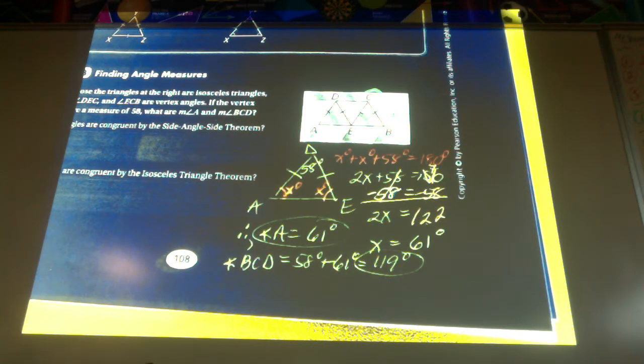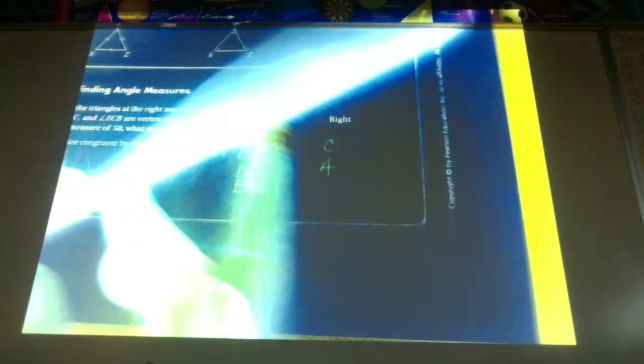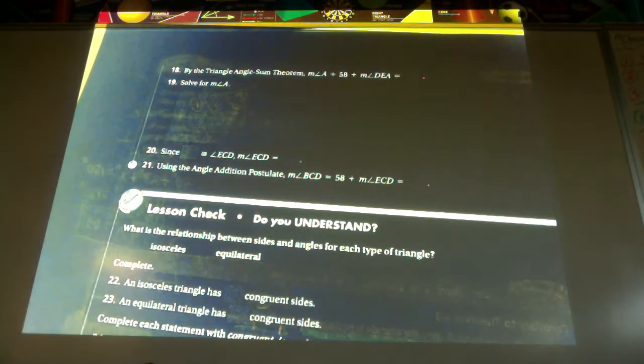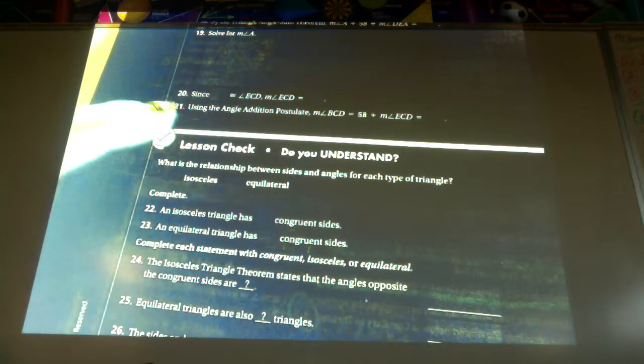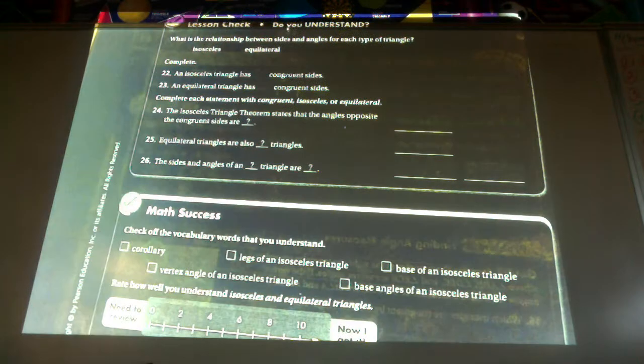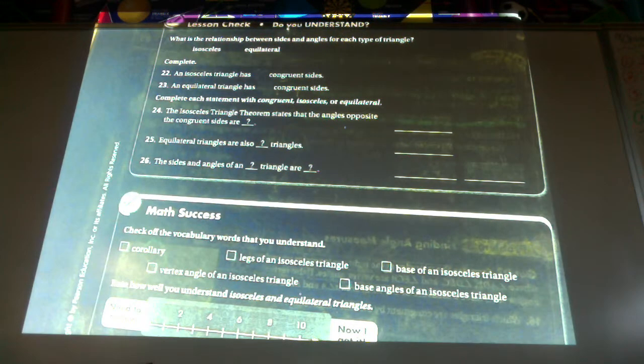And so I kind of ignored questions 16 and 17. Does that make sense? It's a harder one. All right, so flip. By the triangle sum theorem, oh, we already did all that. So that's all the rest of it. So we can ignore 18 through 21 because we just did all that. So then you do the lesson check, all by yourself.